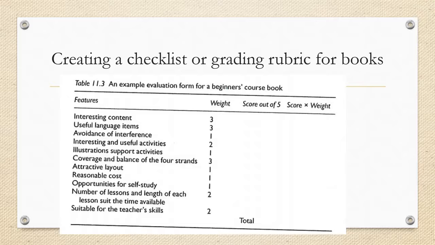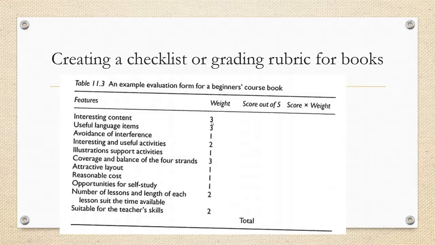So for example here, interesting content is one of the most important items. Obviously useful language items is also very important. But they're saying here that avoidance of interference is not quite as important. Okay, it's a level 1. All right, and what they propose in this rubric, actually if I can use my pointer here, is they would provide a score out of 5. So maybe this textbook does really well in interesting content, 5, but maybe the language items aren't as useful, so maybe they get like a 3.